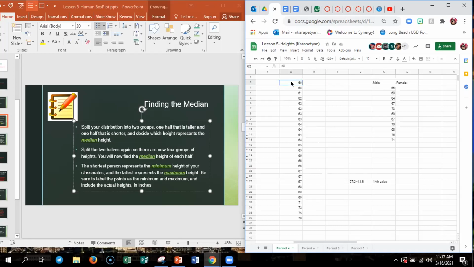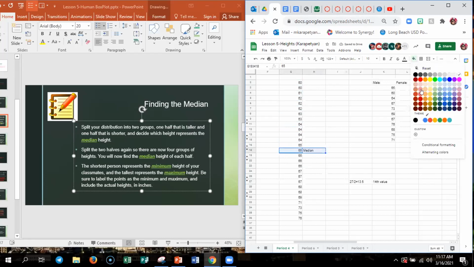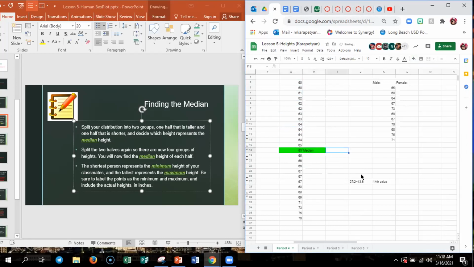So let's see, 14th number: 1, 2, 3, 4, 5, 6, 7, 8, 9, 10, 11, 12, 13, 14. Our median is 65. So our median is a 65 there. I'm going to go ahead and color that for us. There we go. The median is 65.